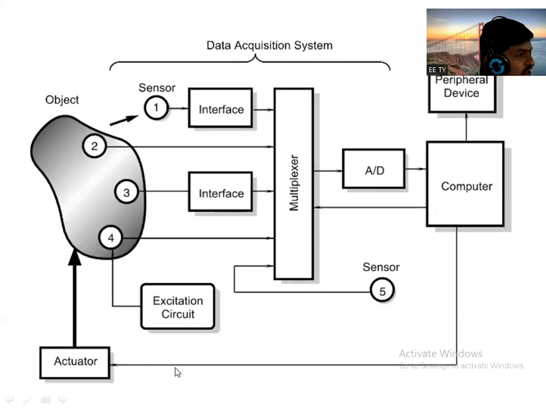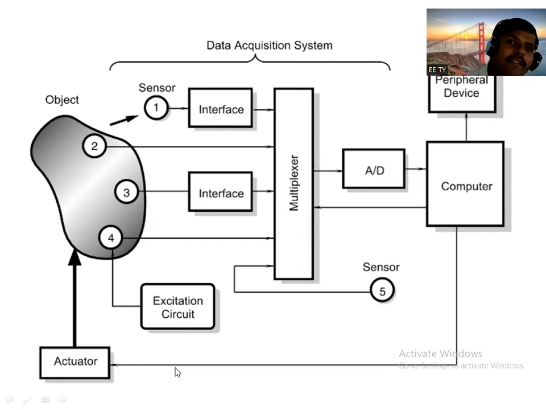So in this system, this multiplexer will act as one type of switch, or one type of gate, right? It will sense the multiple inputs and feed a single output to the analog to digital converter, or the computer. At a time only one signal can be fed to the analog to digital converter, or if the data is in digital format, it can be directly connected to the computer.